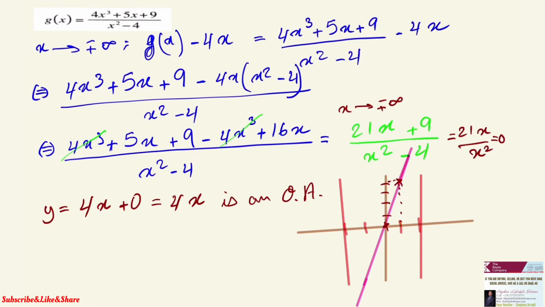Next we are going to find the real zeros of this function. To find the real zeros, we just work with the top of this function. So let's see, we have 4x to the third plus 5x plus 9 equal to 0.